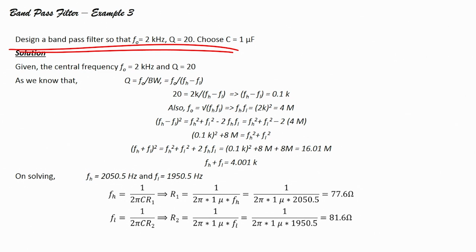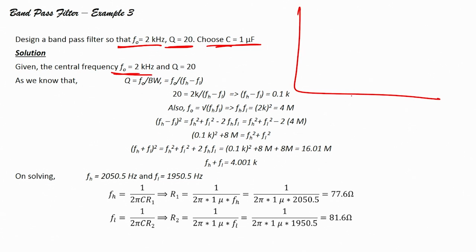You see different ways of putting things: some people say FC, some say FL, FH, some say FO. It does not matter, never get confused with this kind of terms. So, we know FO is 2 kilohertz, quality factor 20, C equals 1 microfarad. In this case, FO is the central frequency. So, you have FL, FH, and this will be the central frequency.